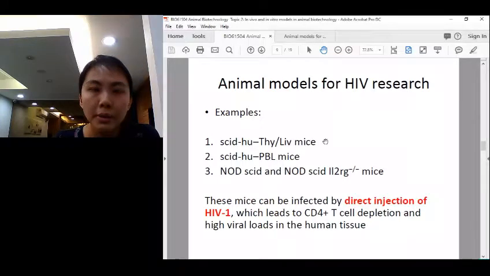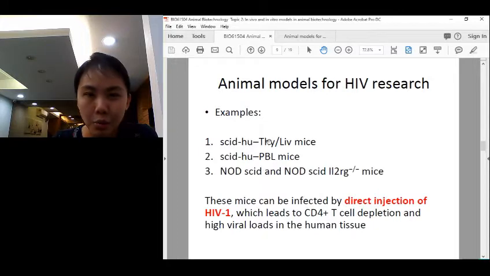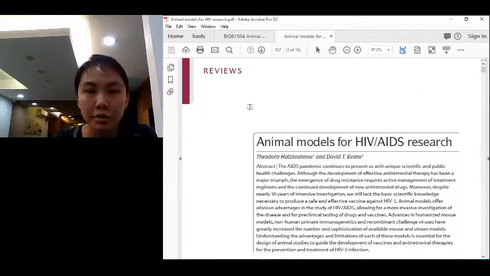So we look at some of the examples here, which are used as animal models for HIV research. We have three here with very complicated names. So what do they refer to? I will bring you to another article which I've included in the reading materials for topic 2. This is the animal models for HIV/AIDS research.